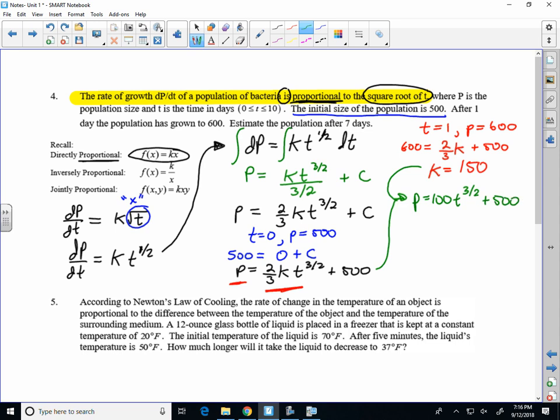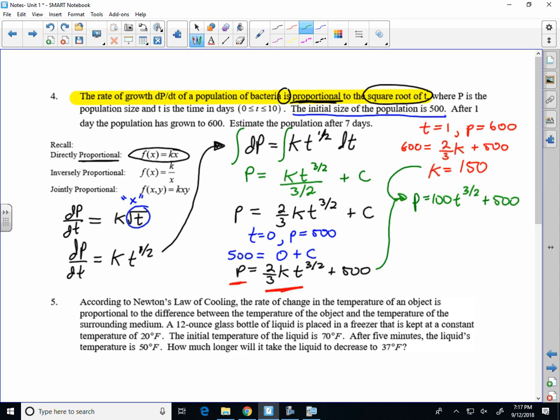Alright, so you're just plugging and chugging away. 2/3 times 150, because k is now known to be 150. We're plugging the k into this guy. So we're getting 2/3 times the 150, which is going to give you 100. Everything else remains the same. I'm just plugging and chugging away.